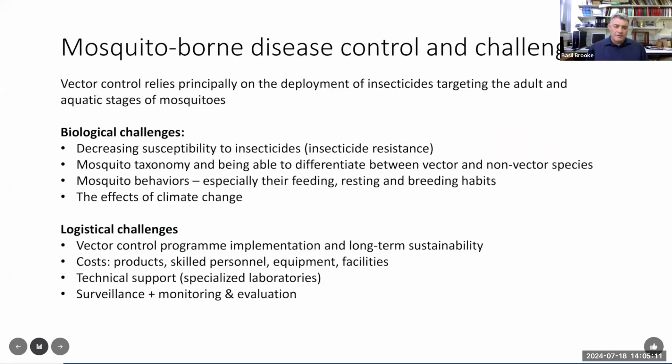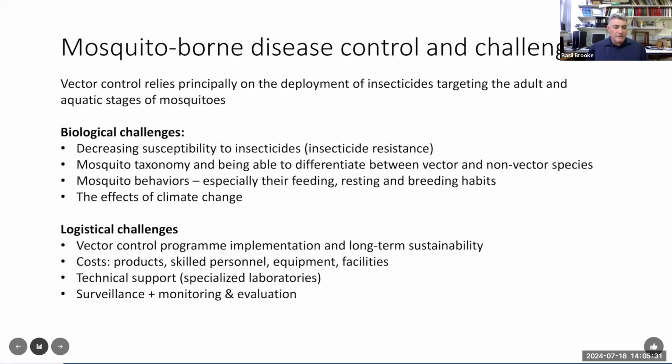One of the biggest ones we are facing in South Africa, in Southern Africa, and in fact through most of Sub-Saharan Africa is the issue of insecticide resistance. It's especially pertinent in some of the major mosquito vectors of disease, and certainly in malaria vectors.